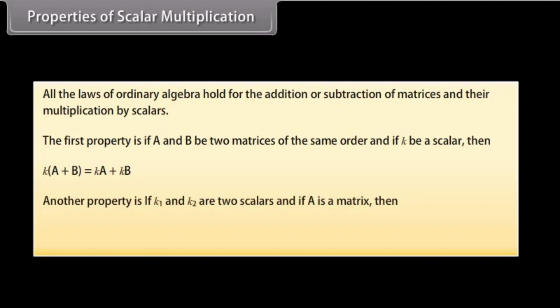Another property is, if K1 and K2 are two scalars and if A is a matrix, then K1 plus K2 times A is equal to K1 times A plus K2 times A, and K1 times K2A is equal to K2 times K1A.